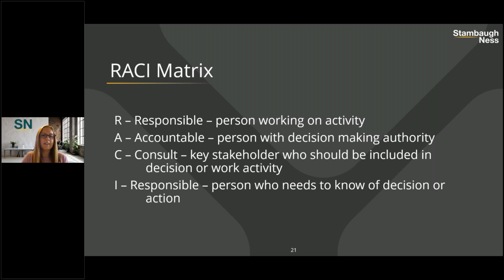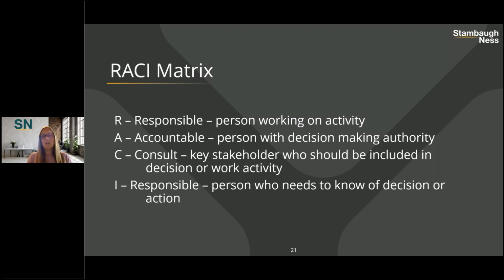So as you're thinking about your processes and you know the steps that need to be taken, the decisions that have to be made, the actions that need to be taken, etc., think about who is responsible for each one of those steps, each one of those decisions, and or each one of those actions. Who is that person working on that activity? Is it one person? Is it multiple, etc.? And then think about who is going to be accountable for what gets done. Who has that ultimate decision-making authority?